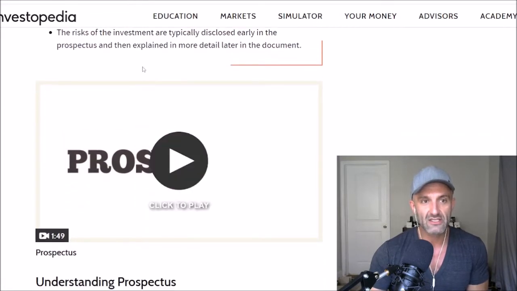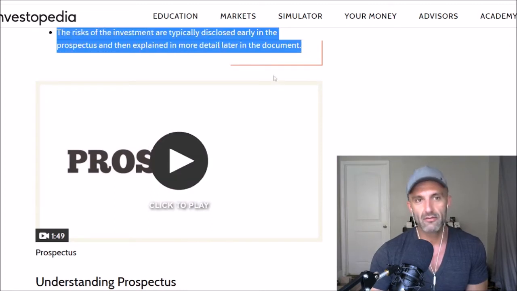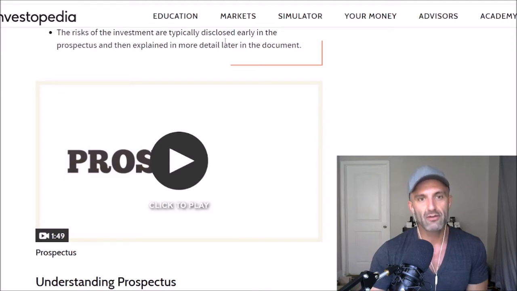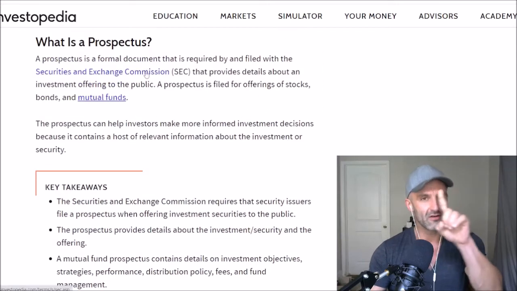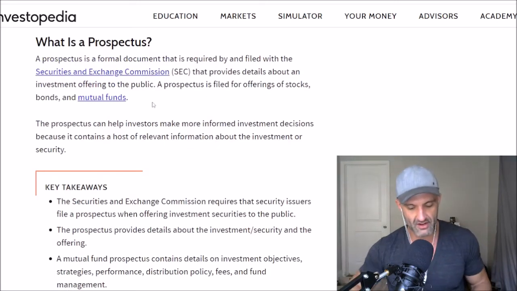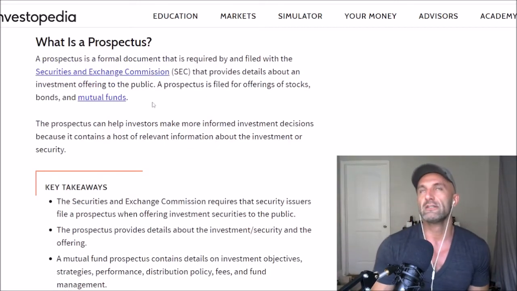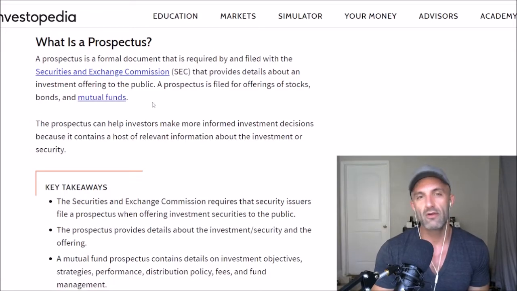The risks, and this is something that I haven't seen one white paper include. Not one. The risks of investment are typically disclosed early in the prospectus and then explained in more detail later in the document. This has not been in one white paper that I've read, and I've probably read maybe 30 white papers, right? And I keep reading new white papers.